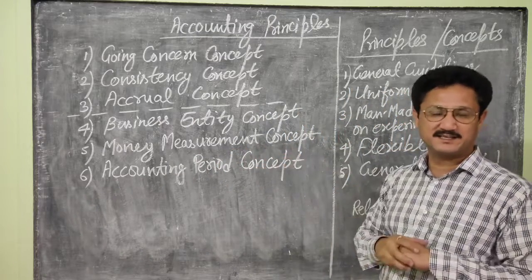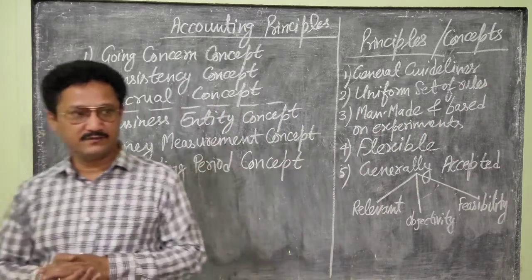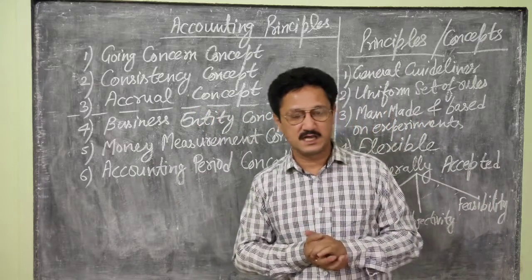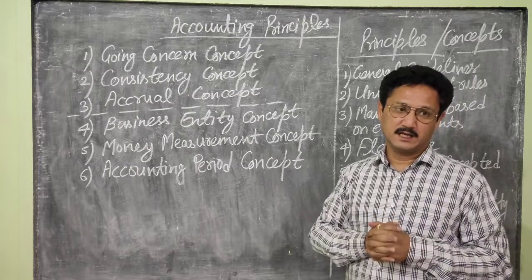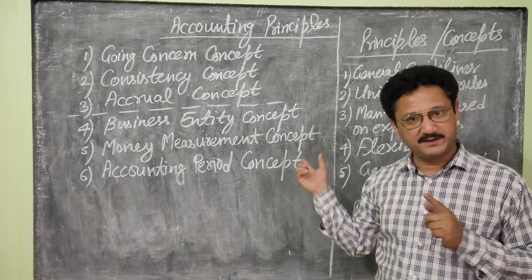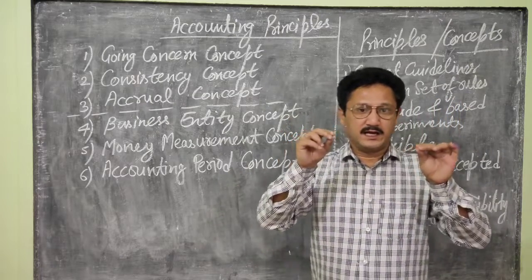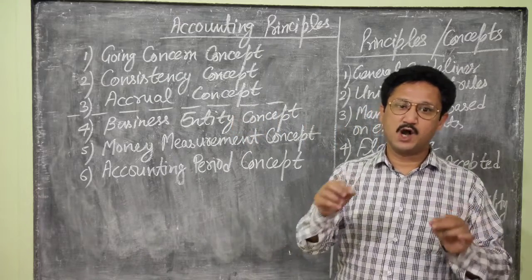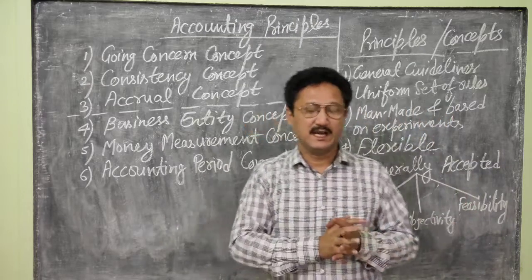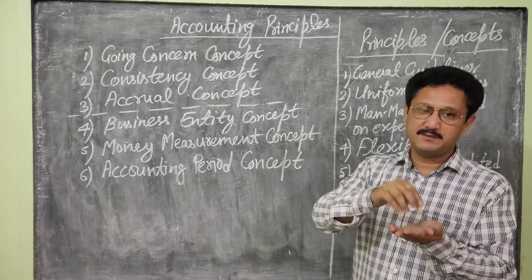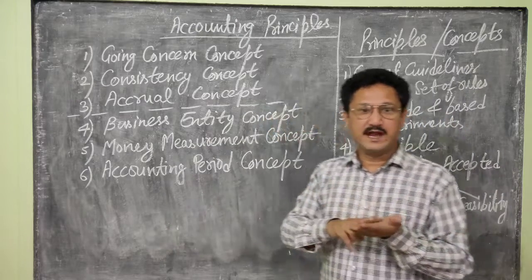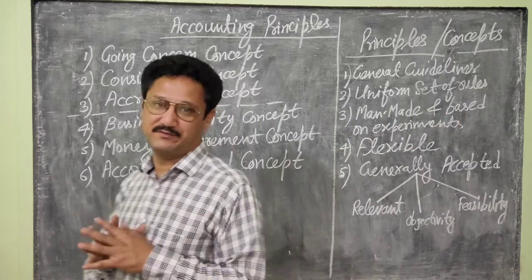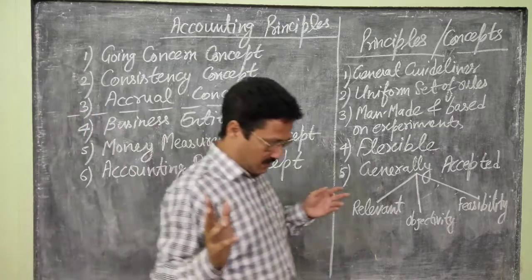Money measurement concept. When we talk of business, then money is the most important thing. Business organizations are for profit making, but we should record well. Money measurement concept says that in business only those transactions should be recorded which are capable of being measured in terms of money. Any transaction which you cannot measure in money will not be recorded. We have to record the business transactions which are quantitative in terms, not qualitative. Qualitative will not be recorded.